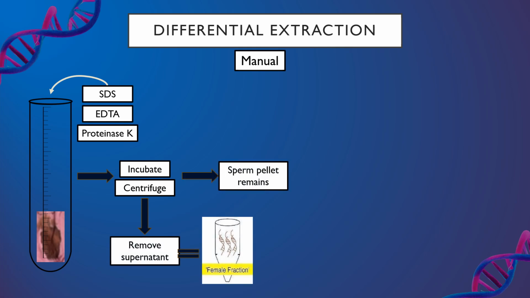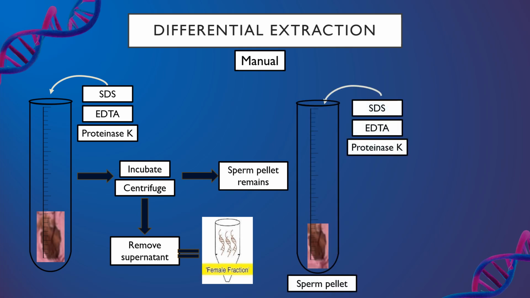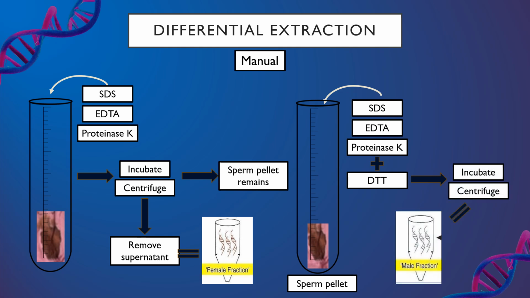The second lysis step is then conducted on the sperm pellet using SDS, EDTA, proteinase K, and the addition of DTT, which is going to rupture the sperm cells. The DNA from this step is known as the sperm fraction. Once we have our two fractions, we continue to purify and concentrate both samples the same as we would in the regular organic extraction method before moving both fractions to the next steps in our DNA analysis: quantification, amplification, and separation and detection.